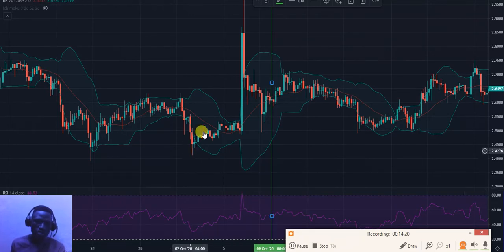So let's assume you enter the trade around there and this happened. It touches both. You know that it's time for you to get out of that trade, because it's going to sell madly. Look at it, sell.